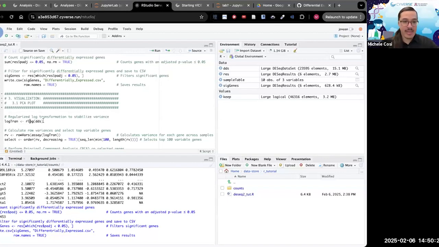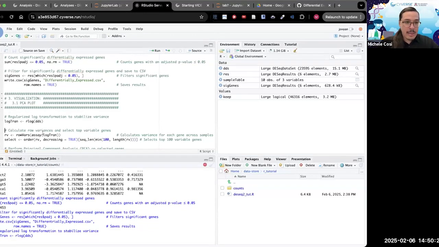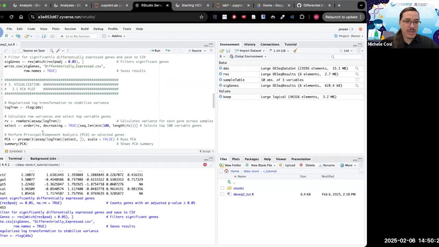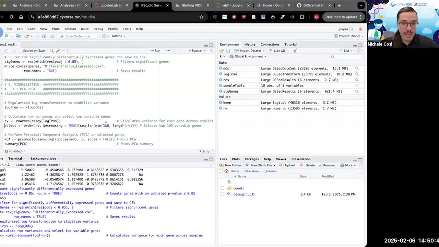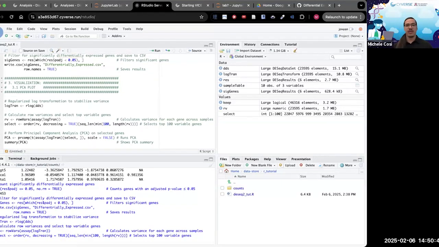The first one is a PCA plot. We are going to do a log transformation. And then we're going to calculate the row variance and select the top variable genes. We're only going to select the first 100. This is also for visuals. I wouldn't call it a standard, but you also want to clean as much as you can in order to make sure that you understand what you're seeing. And then you can go ahead and create your PCA.